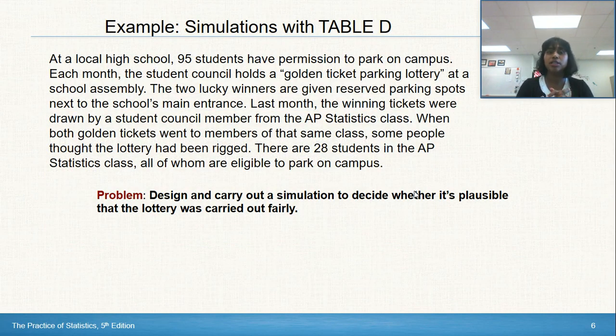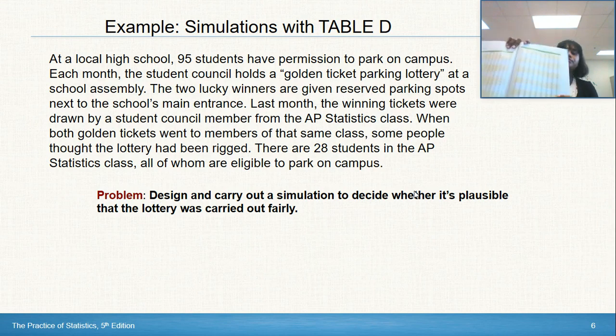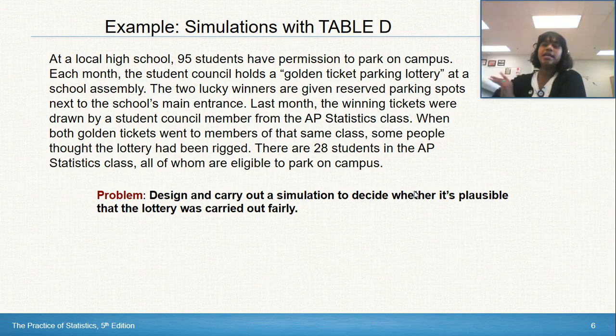This first simulation is dealing with Table D in the back of your textbook. So if you're following along in class with a textbook, that's in the back after the formulas and everything, and it looks like this. Okay, so there's our Table D, and I've got a little snippet of it. But if you're not near a table, you can either Google it or you can just follow along.